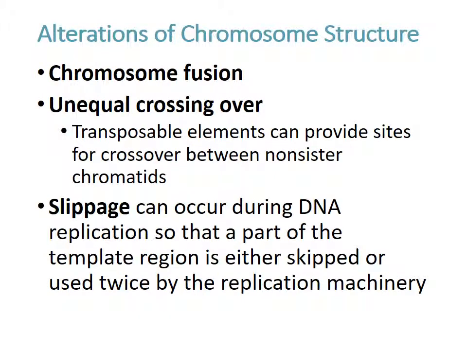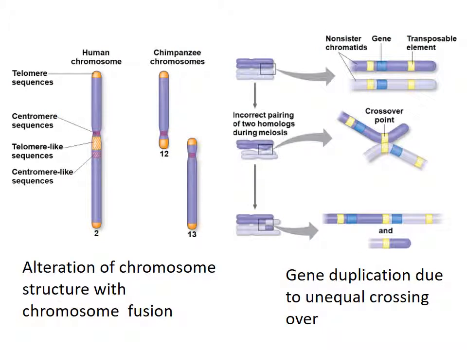We've already talked a little bit about alterations of chromosome structure, but chromosomes can fuse together. We can have unequal crossing over because those transposable elements can provide sites for crossover between non-sister chromatids. Slippage can occur during DNA replication, so part of the template region is either skipped or used twice by the replication machinery. So here's just a couple pictures to show you that.